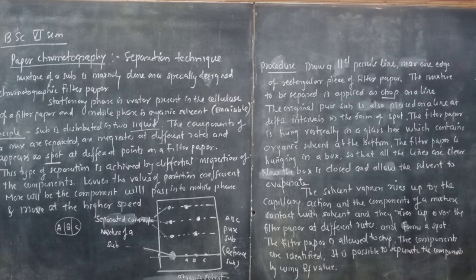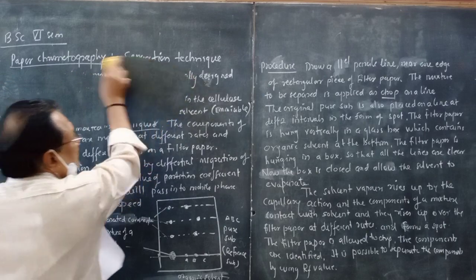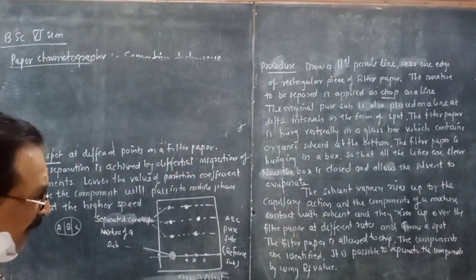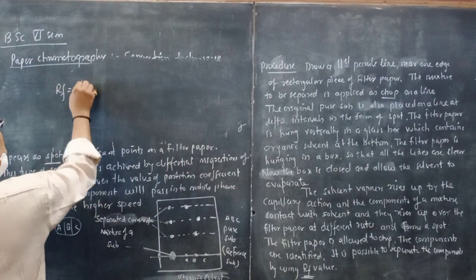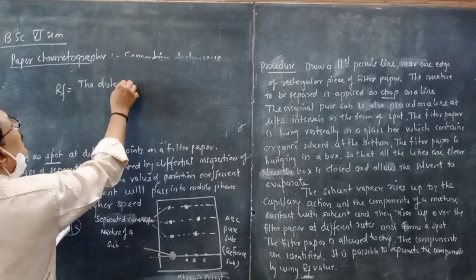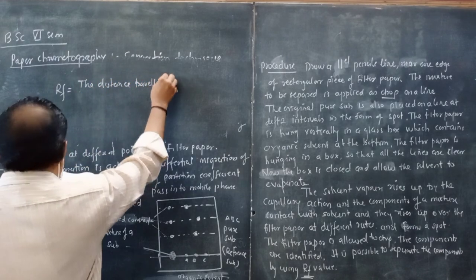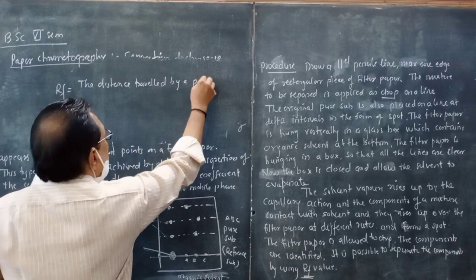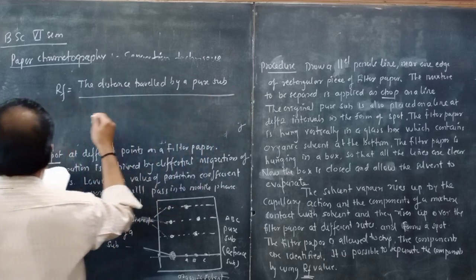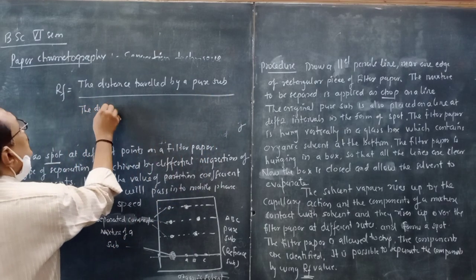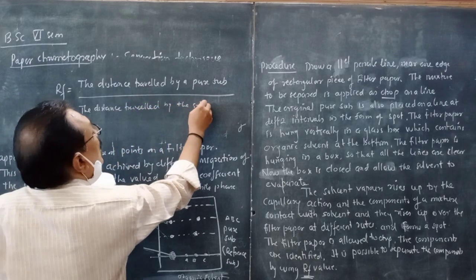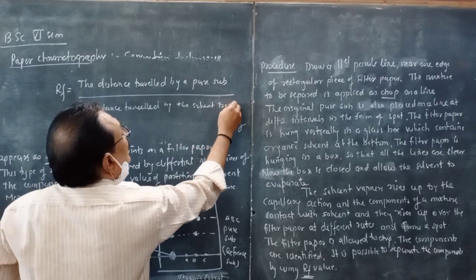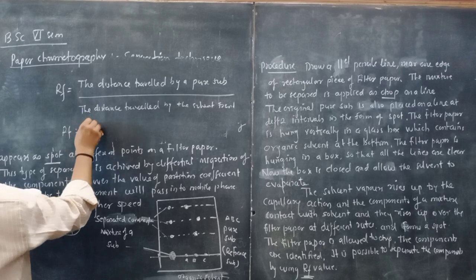Then how to calculate or how to know the RF value? Here the RF value can be calculated. RF is equal to the distance traveled by a pure substance divided by the distance traveled by the solvent front. That is, RF is equal to x upon y.